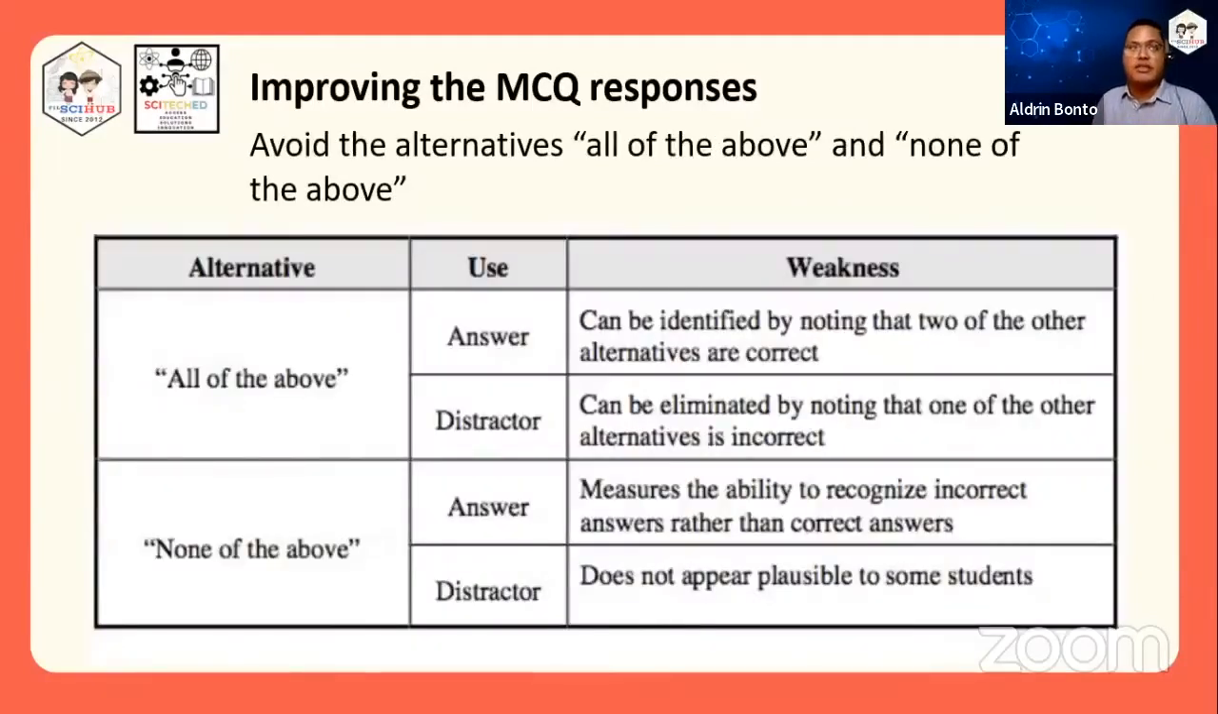And another one is avoid the alternatives, all of the above, and none of the above. Kasi most of the time, yun yung tamang sagot. So, nangyayari is, nagiging tama yung students kasi hinuhulaan lang nila. So, they're just guessing that when they see the all of the above and none of the above, that's the correct answer. So, as much as possible, avoid these alternatives.